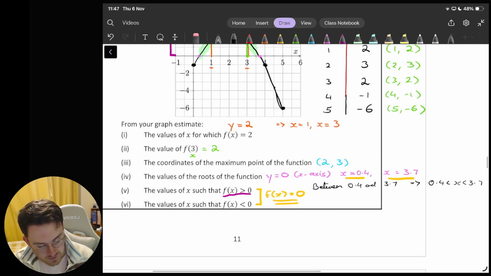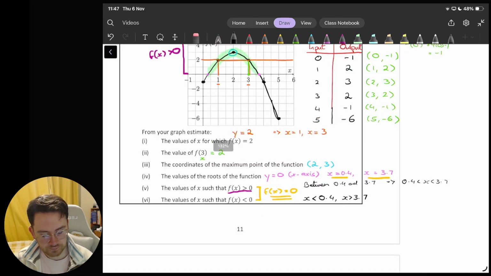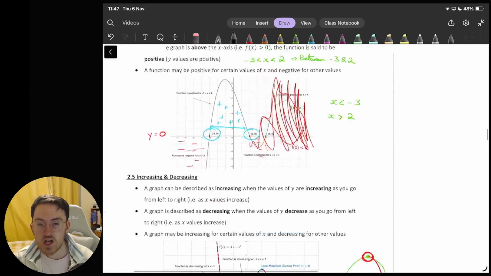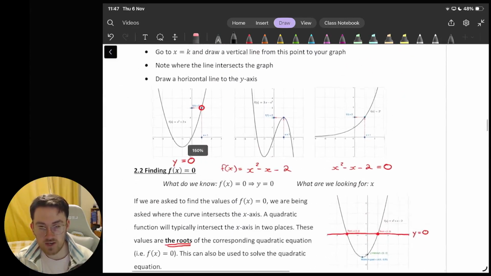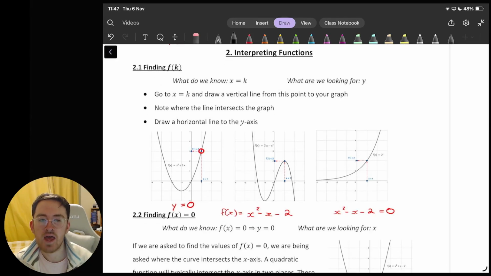For where it's negative then is going to be the opposite to that. So it's when x is less than 0.4 or greater than 3.7. So the reverse of what we just had. So there is quite a huge amount there. There is a lot. Don't let yourself be thrown off by the descriptions that I've provided here. What they're supposed to do is that if you were unsure of a certain type, you would have somewhere to go back to and to refer to.